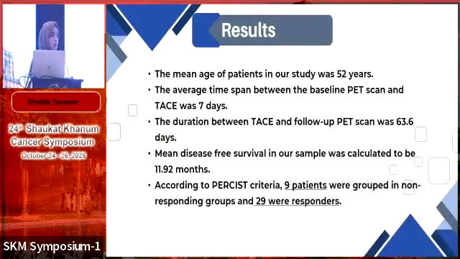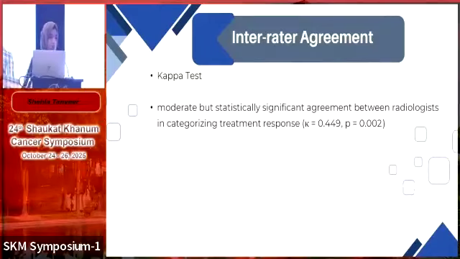So in our study, the mean age of the patients turned out to be 52 years. And the mean disease-free survival in our study was 11.92 months. According to PERCIST criteria, our study had 29 patients belonging to the responding category and 9 patients from the non-responding category. To assess the inter-rater agreement, we performed Cohen's kappa test, which showed that there was a moderate but statistically significant agreement between the radiologists in categorizing the treatment response.